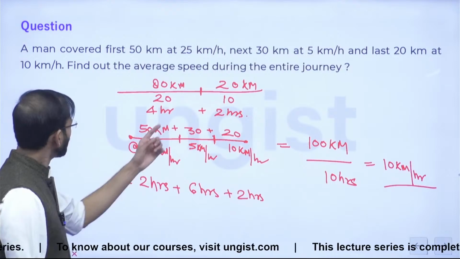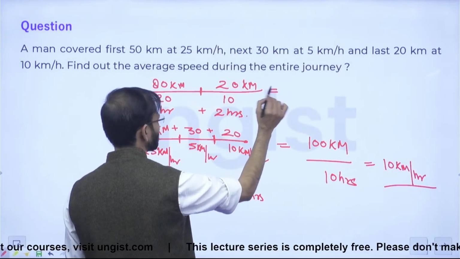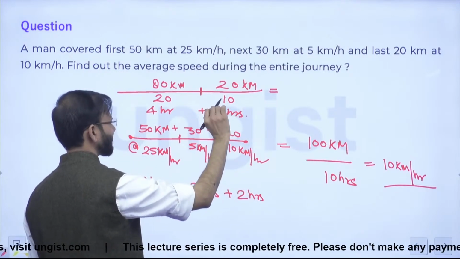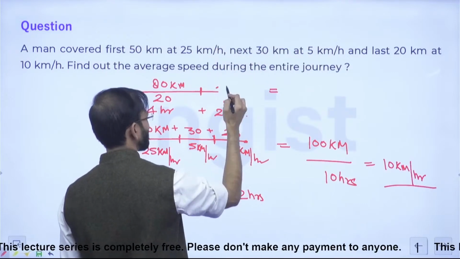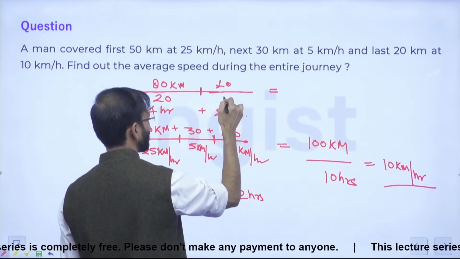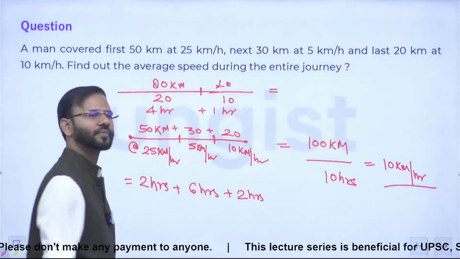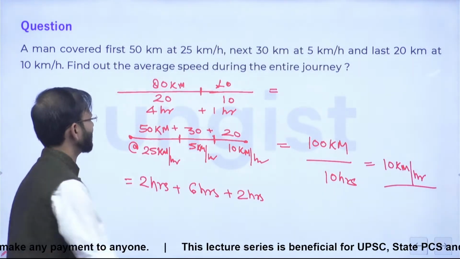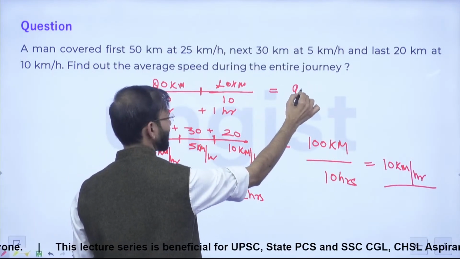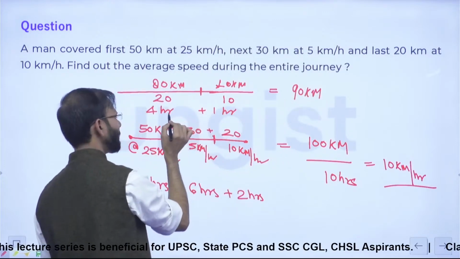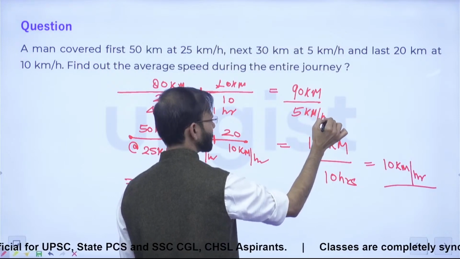Fine. Now, if you try to do it like this, so just wait. Let me do it like this. Let me do it 10. Fine. So if you do 10 by 10, you will take 1 hour. Correct? Right? So if you add them, 80 plus 10, this will be 90 kilometers. And if you add the time, this will be 5 hours.